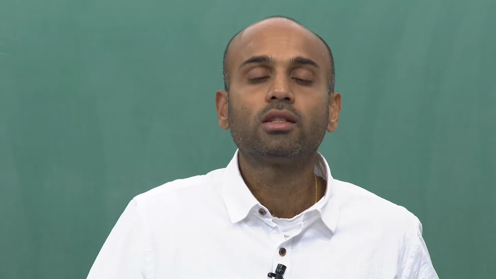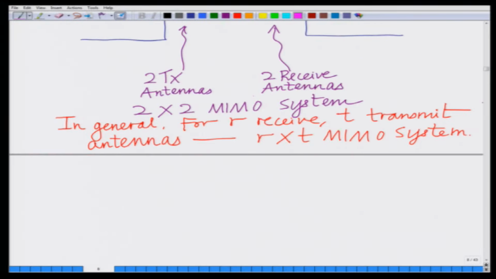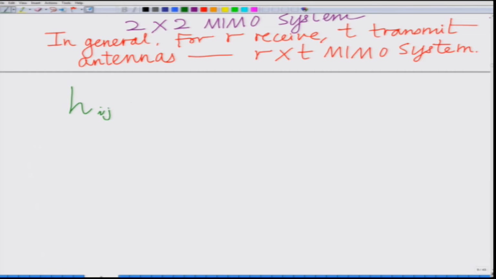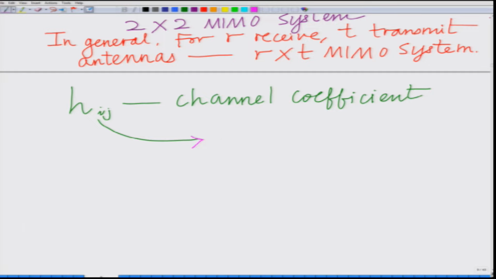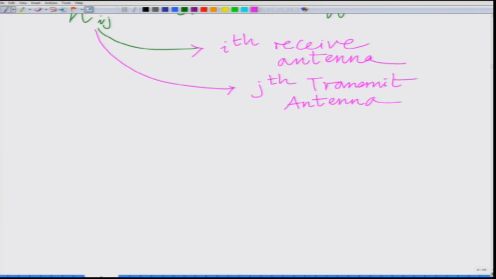And notice that we are denoting this channel coefficient using the notation Hij, where Hij is the channel coefficient, or the flat fading channel coefficient, between the ith receive antenna and the jth transmit antenna. For example, the channel coefficient H21 is the channel coefficient between the second receive antenna and the first transmit antenna.